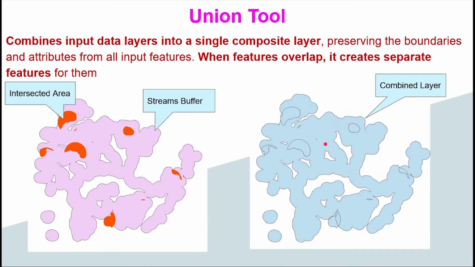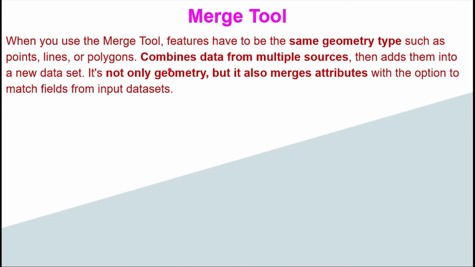The final output will make a single composite layer like this. We can use the merge tool to combine separated layers. Here, we should have the same geometry types such as point, line, or polygons. Also, we can combine data from multiple sources using the merge tool. It will create a new data set.